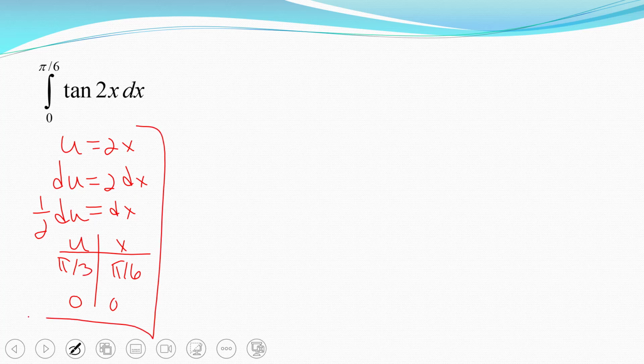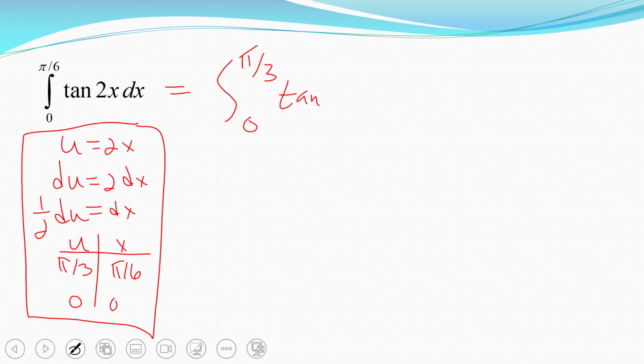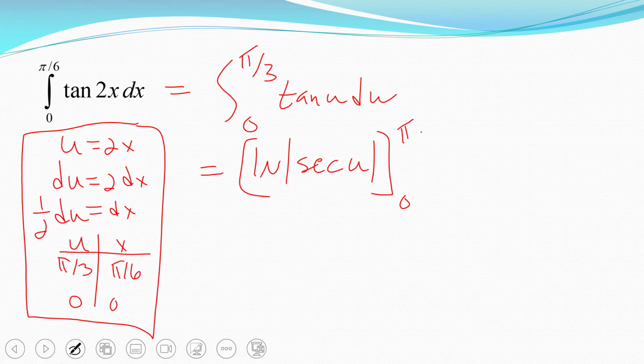So then based upon these substitutions, this becomes the definite integral from 0 to pi over 3 of the tangent of u du. And we know the antiderivative of the tangent of u. That is equal to natural log absolute value of the secant of u, and we evaluate this from 0 to pi over 3. So that is the natural log absolute value of the secant of pi over 3 minus the natural log of the secant of 0.